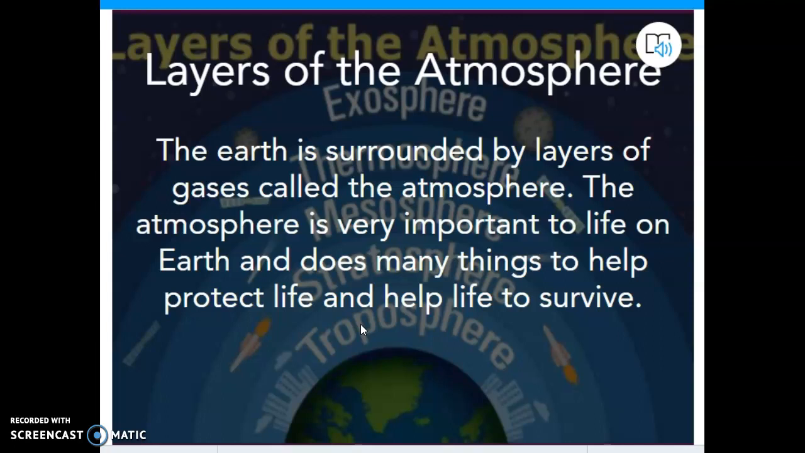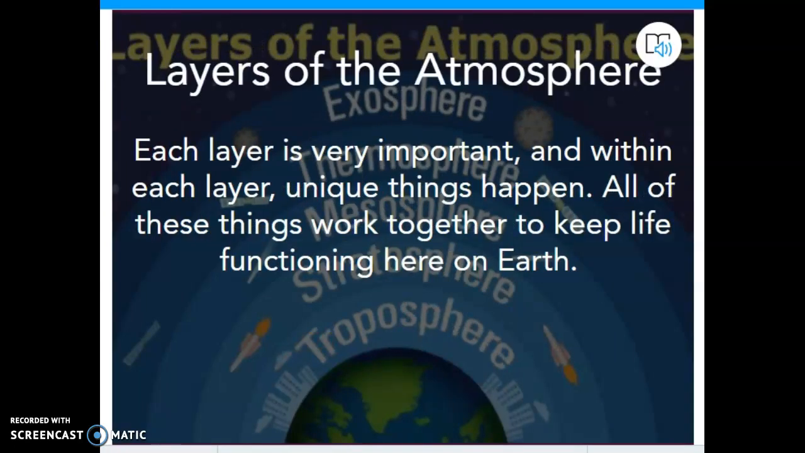If we did not have each layer doing their job, I'm not 100% sure there would be life on Earth, because each layer does something that's very, very important that leads to it either supporting another layer, or it keeps harmful things away from Earth, or it does something in particular that allows things on Earth to function the way that they should. All of these things are working together and they keep life functioning on Earth.